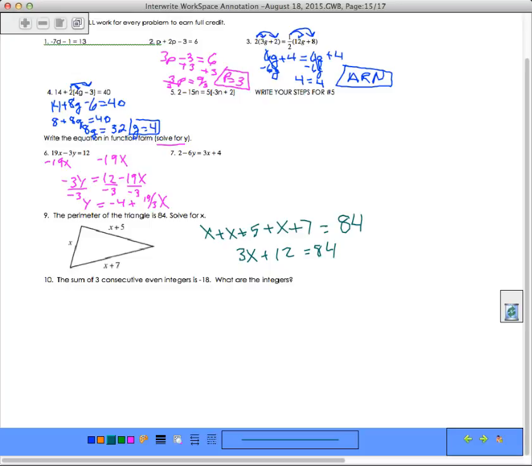Okay, now we have something much more manageable to solve. Remember that you deal with the multiplication and division last. You take care of the addition and subtraction first. So we subtract that 12, and that gives me 3x equals 72. And if I divide both sides by 3, I get x equals 24.